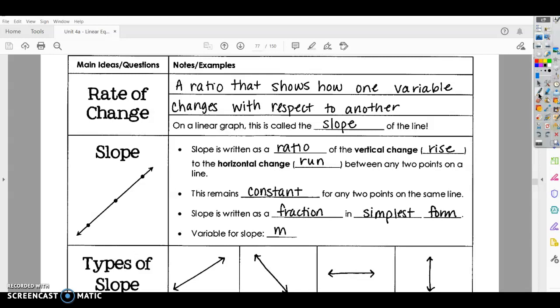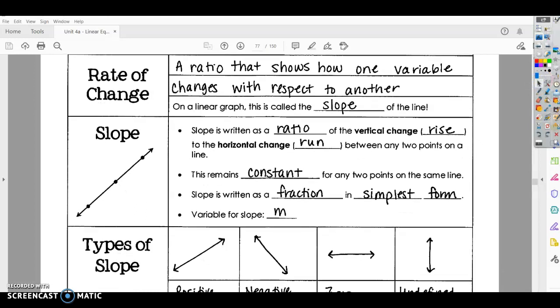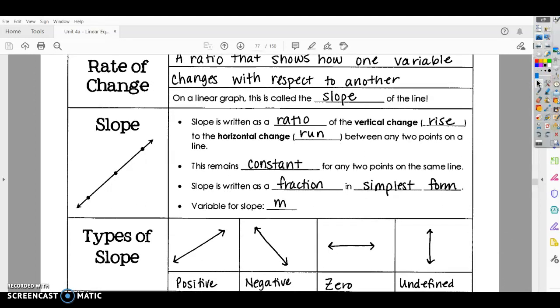All right, so a couple things you may want to write down is rise over run and the difference in y's over the difference in x's. That's your slope formula. All right, so let's look at the different types of slope.